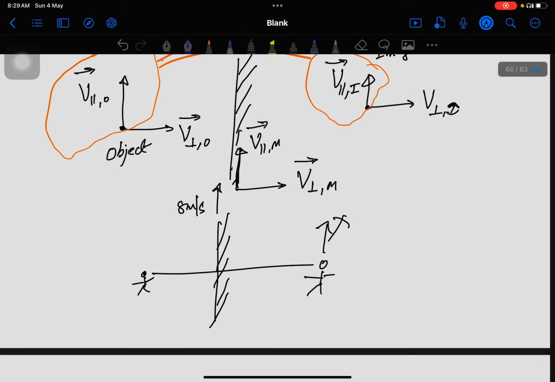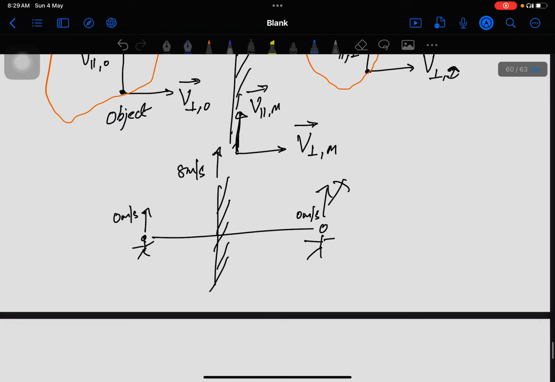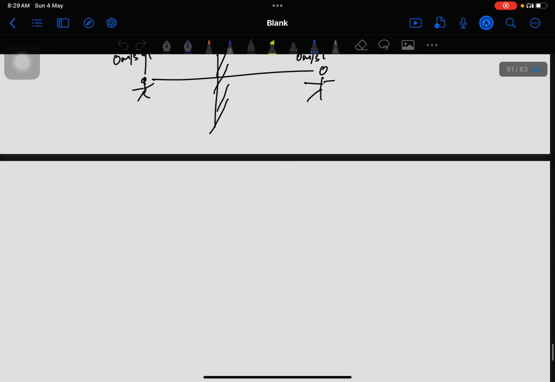So why? Because what is the velocity of the object parallel to the mirror? In this case, it is zero. So therefore, the image will also appear to be stationary over here. It is zero itself. Right. Take another case over here.